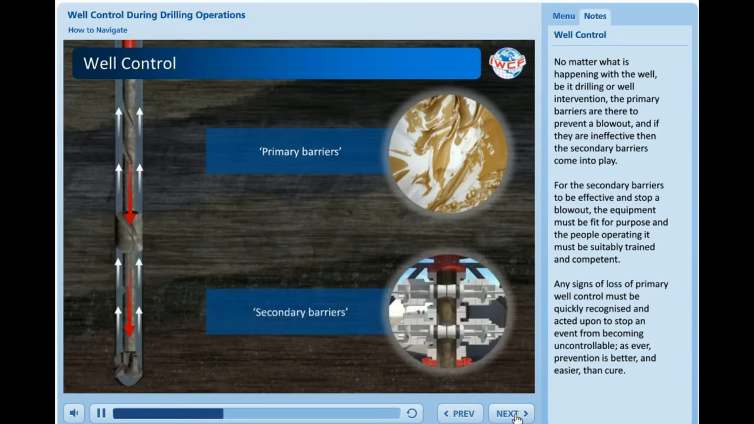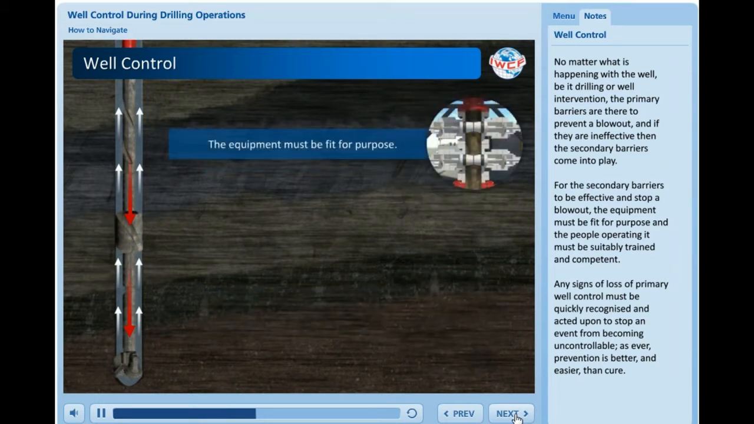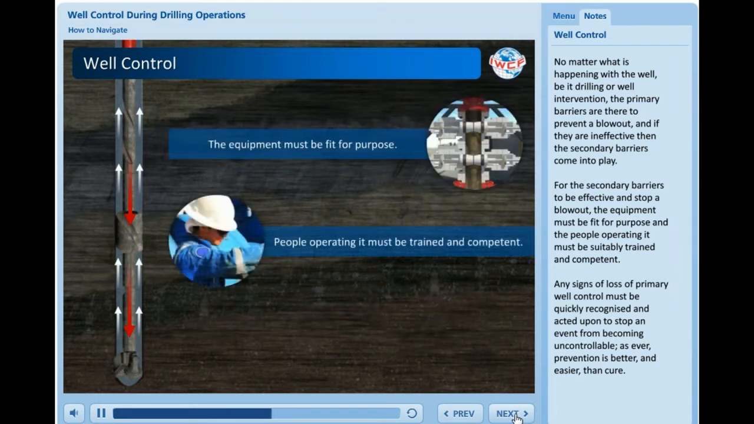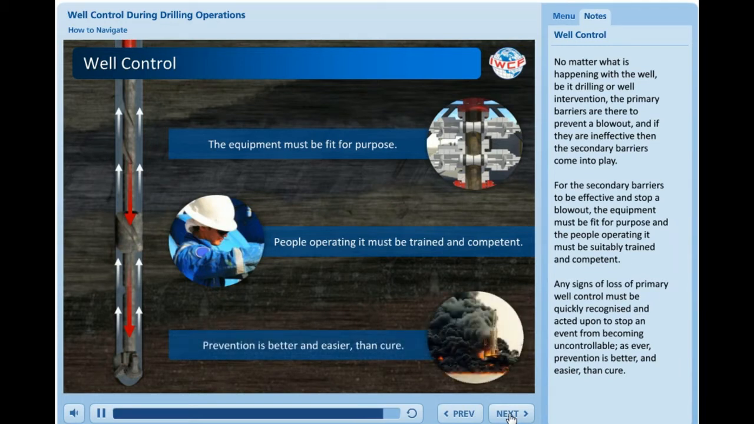For the secondary barriers to be effective and stop a blowout, the equipment must be fit for purpose, and the people operating it must be suitably trained and competent. Any signs of loss of primary well control must be quickly recognized and acted upon to stop an event from becoming uncontrollable. As ever, prevention is better and easier than cure.